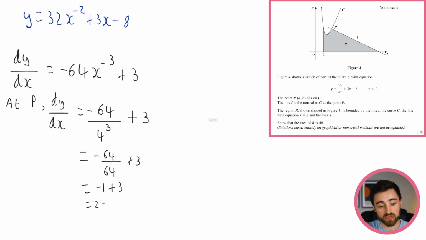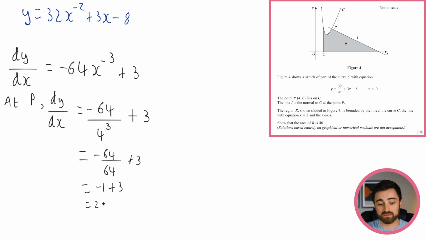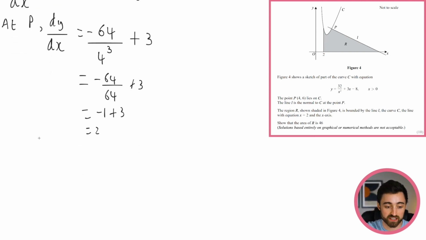Cool. So this isn't the gradient of my normal line, is it? This is the gradient of the tangent at that point. The normal is going to be perpendicular. So basically to get a perpendicular gradient, I need to do minus 1 divided by the other gradient. So it's going to be minus a half.